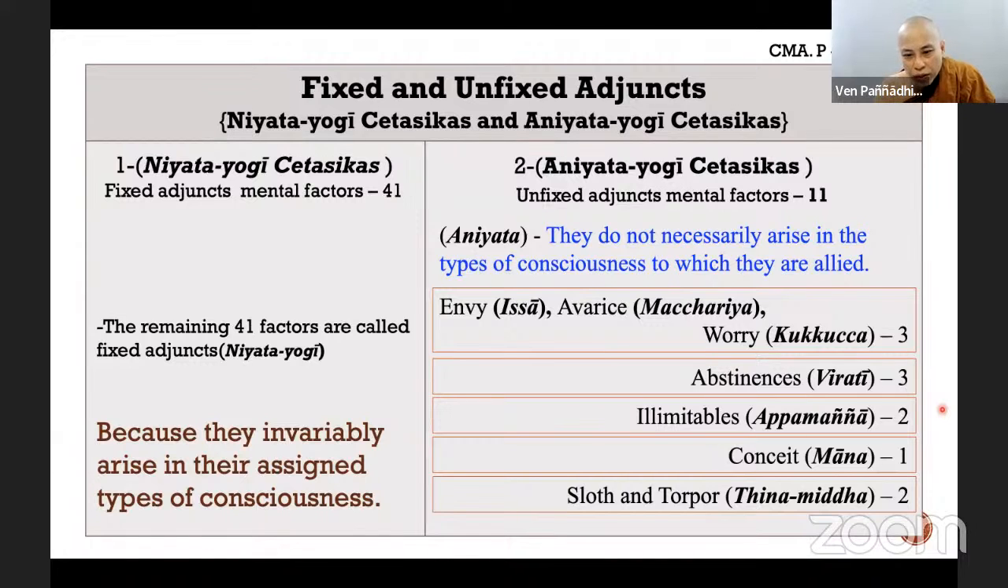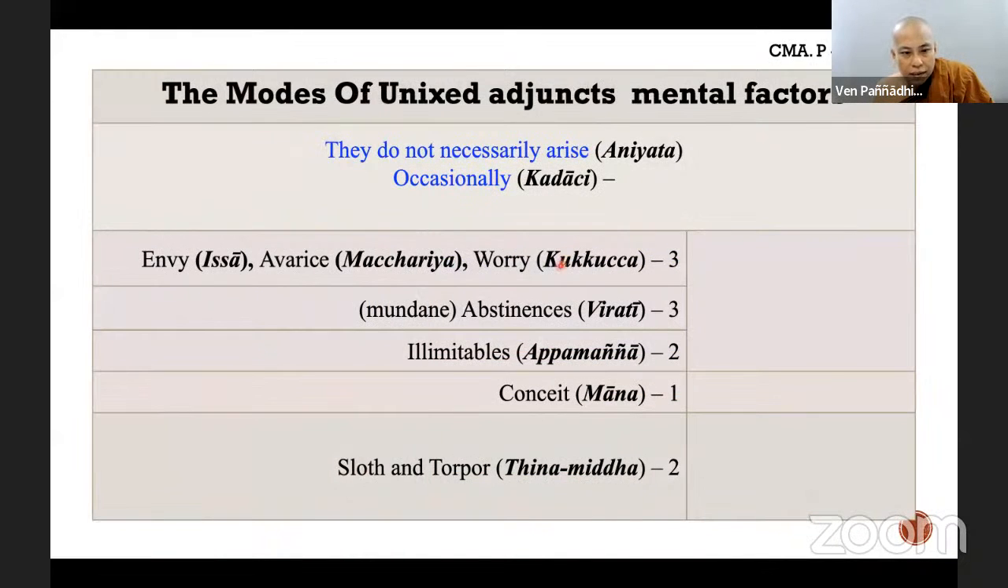Okay. So now in this slide, we already understand the 11 agents. I just said the unfixed, not mentioned in detail, but in the next slides, we will classify the unfixed into two types, aniyata. Aniyatas do not necessarily arise. That consciousness they are silent. And here we can see the kataji, occasionally. Sometimes they arise, sometimes they don't arise.